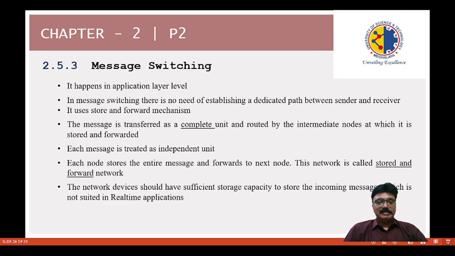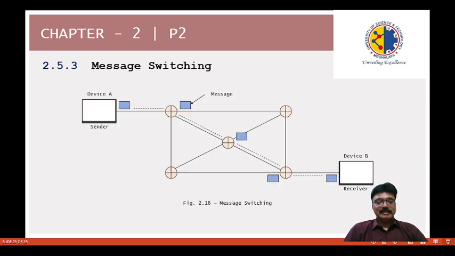In message switching, there is no need to establish a dedicated path between sender and receiver. It uses a store and forward mechanism. The message is transferred to a router, which stores it and forwards it to the next router, which stores it and forwards it again. That is called the store and forward mechanism, until it reaches the receiver.